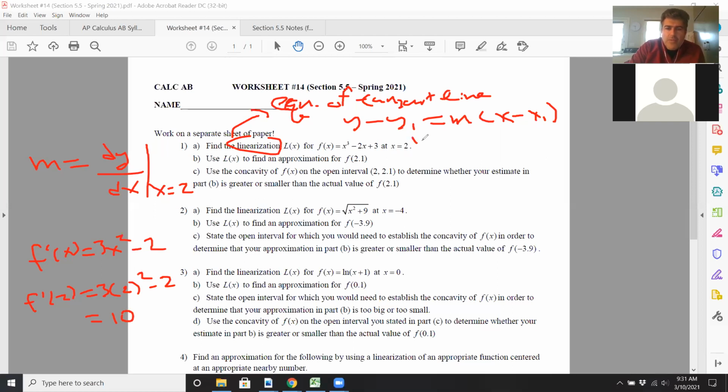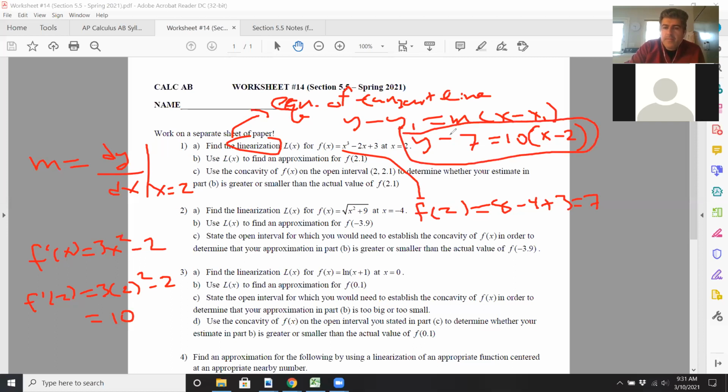So my equation of tangent is going to be y minus, and it equals 10, and then if you plug this in, eight minus 4 plus 3, you get 7. So that's part A. Part A is done right there. Now for part B, I'll change colors.